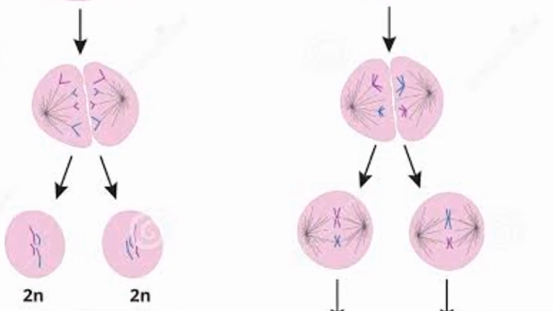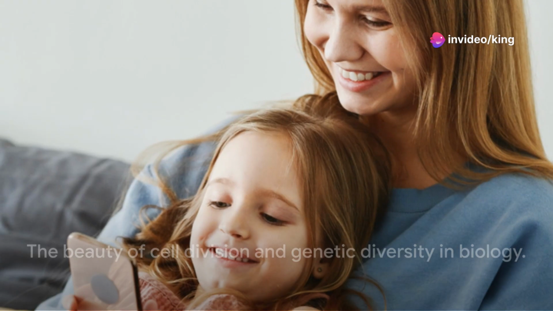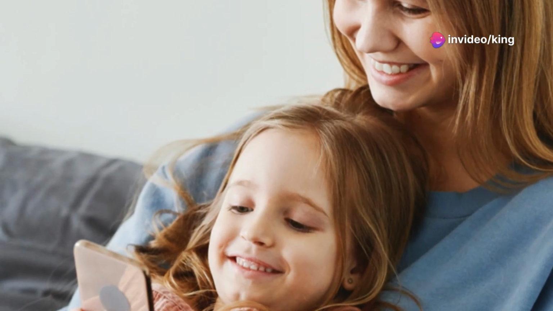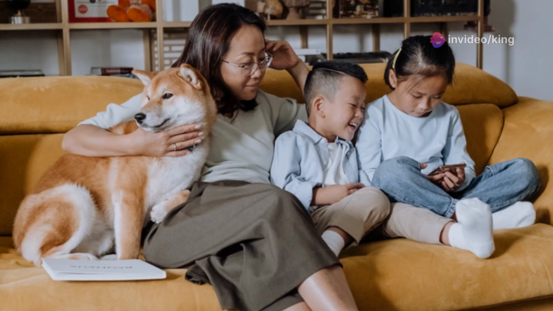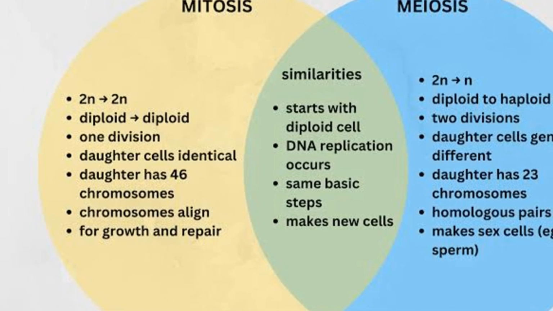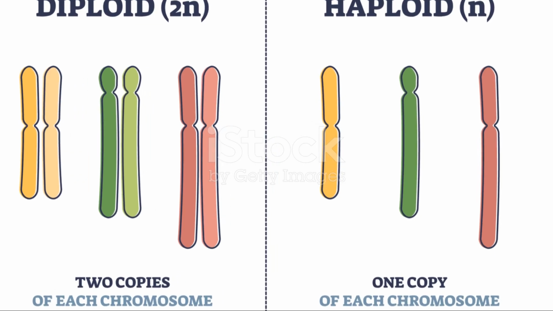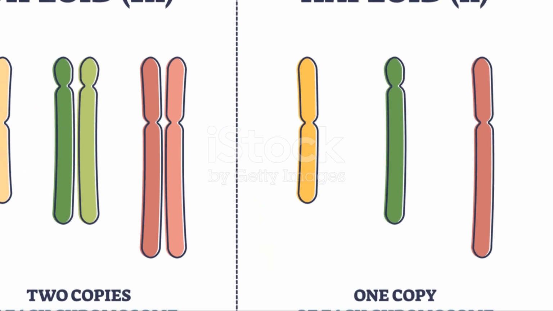in promoting genetic diversity. So, there you have it, the intricate dance of cell division, a process fundamental to life as we know it. Whether it's mitosis, creating identical copies for growth and repair, or meiosis, mixing things up for genetic diversity, these processes are a testament to the incredible complexity and beauty of biology.